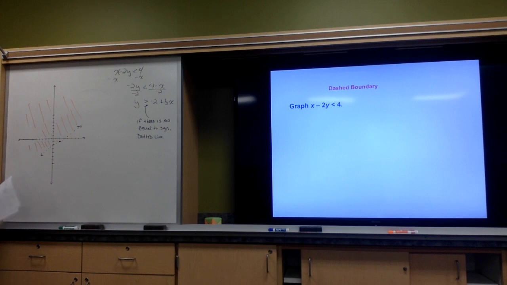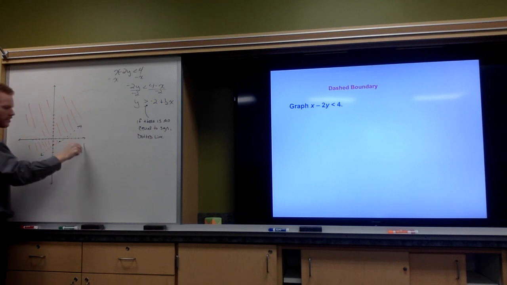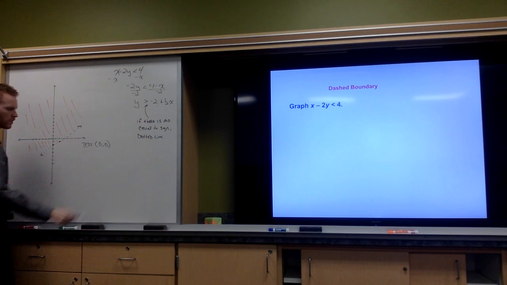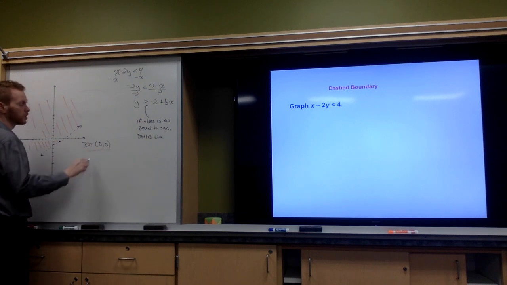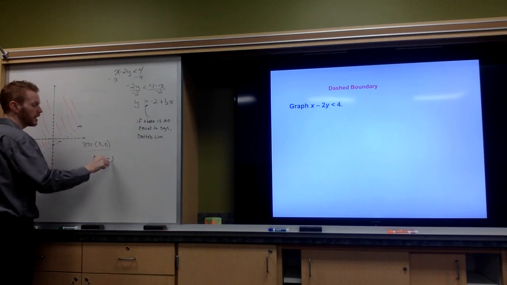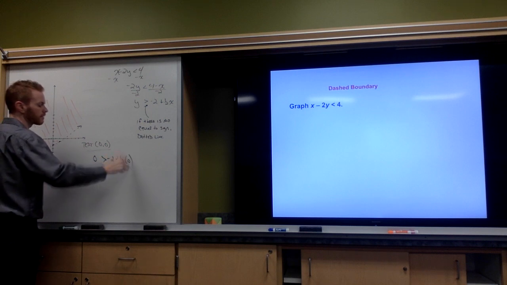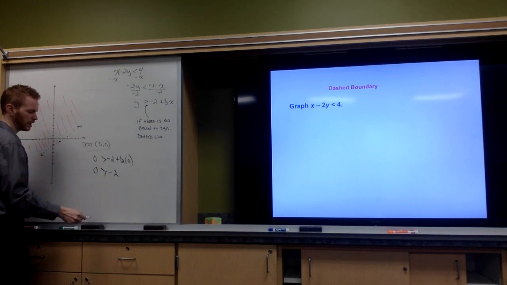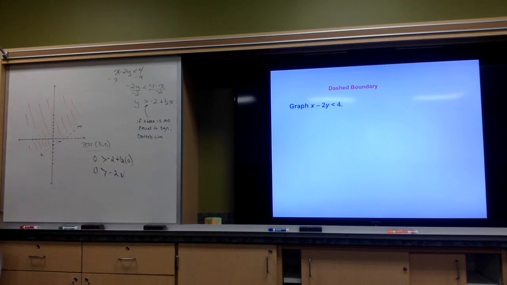Now, how do I know that this region has all my answers that'll make this work? Test the point out. See how the origin is part of this? Let's test the origin point and see if that works. So 0 is greater than negative 2 plus a half times 0. 0 greater than negative 2. Yep, that works.